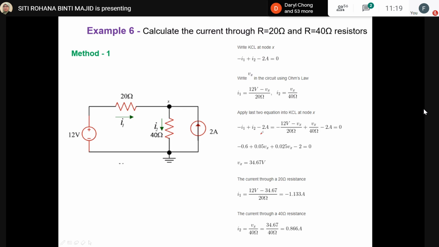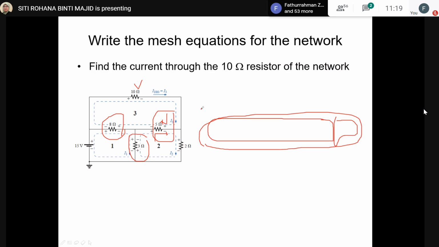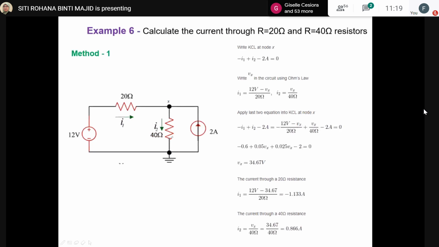Okay, another example, where we have two loops but we mix the source. This one is a voltage source, this one is a current source. In the previous example, I only considered the voltage source. Now we go to example 6, where we have two different sources: the first one is voltage and the second one is current.